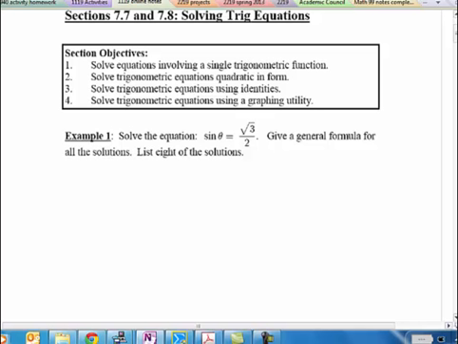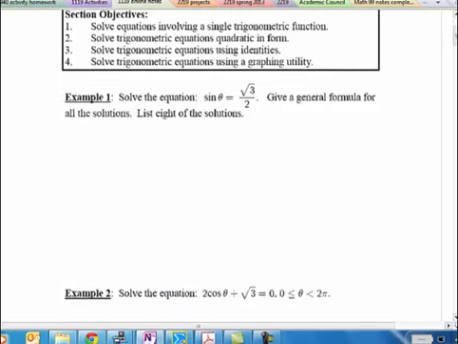So our objectives are to solve trig equations, and what we'll notice is the first few equations we're going to look at involve a single trig function, and then we'll look at some where maybe it involves one trig function, but it's in what's called quadratic form, and you'll see what we mean by that when we get there. And then we'll look at some where there are multiple trig functions involved, and maybe we can use some identities to get to a single trig function. And then we'll also look at some examples where we can't solve them by hand, but we can solve them using a graphing calculator.